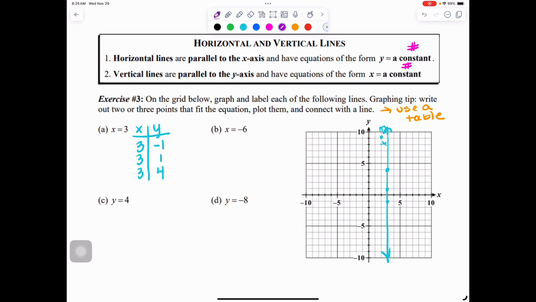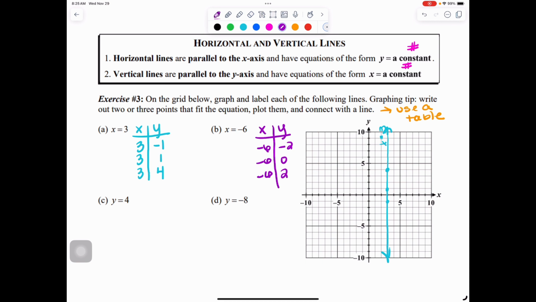Let's do part B. Okay, so very similar. It's another x equals. So we'll make our table. x equals -6. I'm going to autofill this side with -6s. And once again, it doesn't matter what my y's will be, so you can pick any y's you want. I picked -2, 0, and 2.